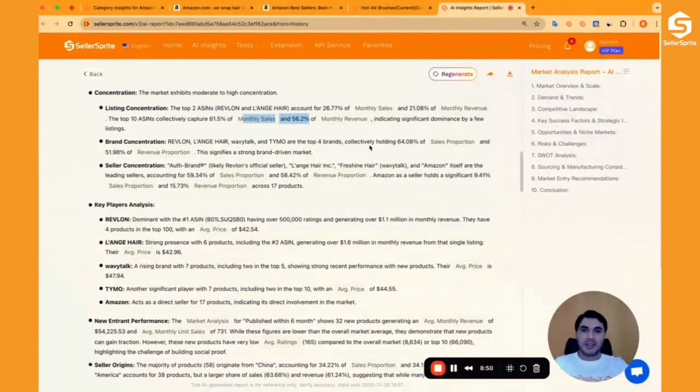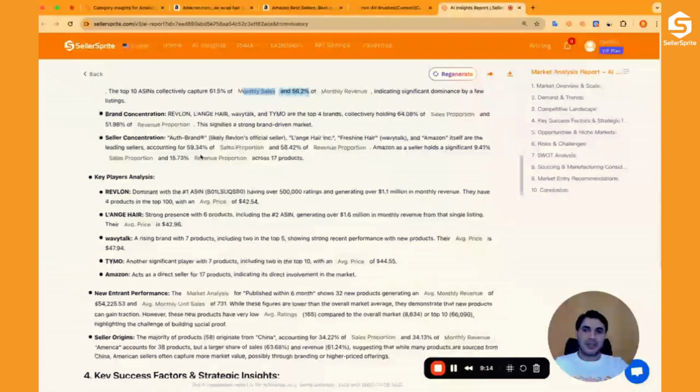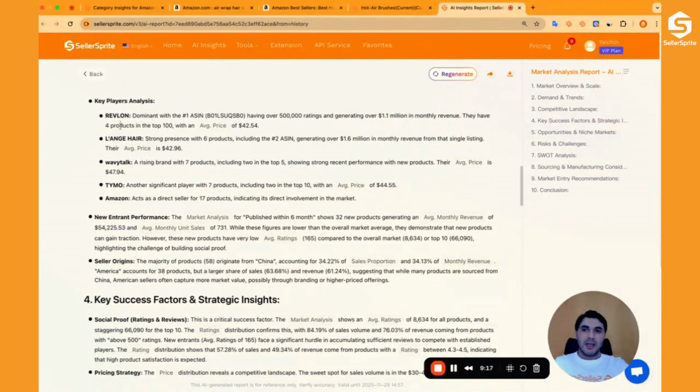Next is brand concentration. Here are some big brands, 4 brands taking 64% of the total market. This is again a negative indication, only 4 big brands taking 64% of the total market. I'm not sure how many products they have, but it's a big portion. Seller concentration is similar to brand concentration. You can understand key players analysis.